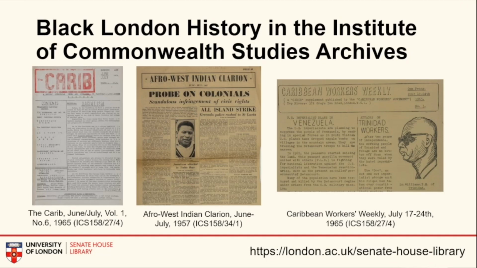So you can't really see this very well because the images are very big, but in the Afro-West Indian Clarion, for example, on the edition that we are showing here from June-July 1957, the main article has the headline "Probe on Colonial Scandalous Infringement of Civic Rights," and it concerns, and I quote here, "private memorandum from the Home Office which ordered a police probe into the lives of coloured people living in Britain," end quote. So this is just one of many examples of reports of how migrant communities in the mid-20th century in Britain were often singled out by authorities and experienced acts of discrimination and racism against them.